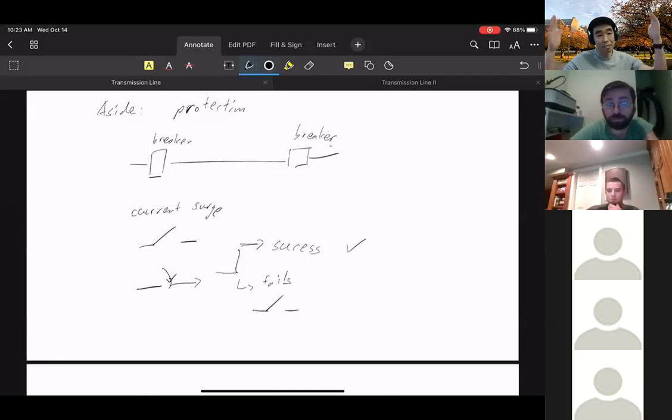So you have both sides. This will open. This will see there's no more current. This will open, and this will close. This will close. Let's see whether it works or not. If it works, it works. If it doesn't, then you both open again.